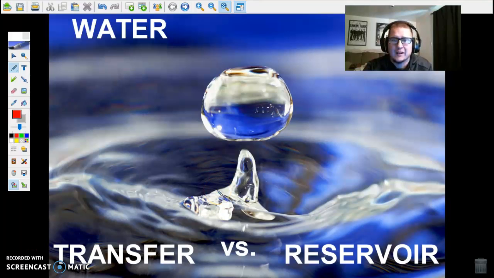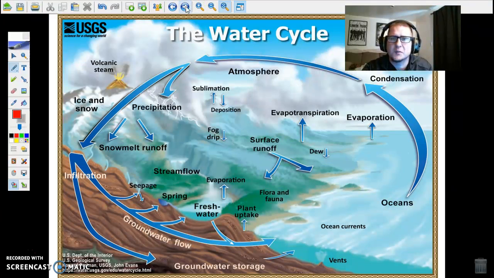Hello. Lately in class we have been learning about water and the water cycle. Today we are going to expand on that concept just a little bit further by talking about transfers and reservoirs. Now if you take a look at the image that is currently displayed on the screen, this is the image that we are used to seeing when it comes to the water cycle.